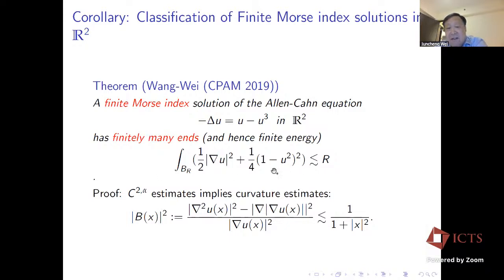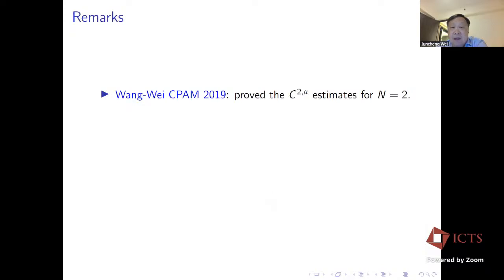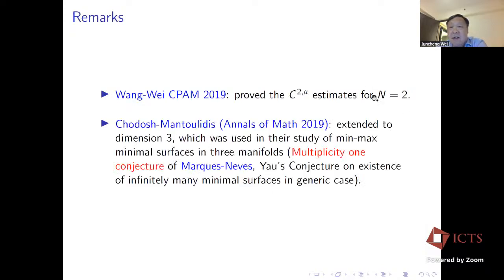In other words, the energy is bounded. The theta alpha estimate actually implies the capture decay estimate. We proved this theta alpha estimate in dimension 2, and Chodosh and Mantoulidis extended this to dimension 3, and using this, they proved the multiplicity 1 conjecture of Marques and Neves in dimension 3.